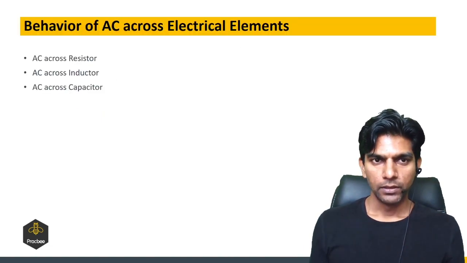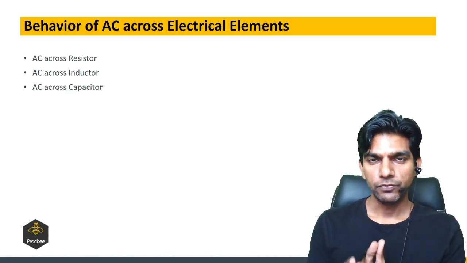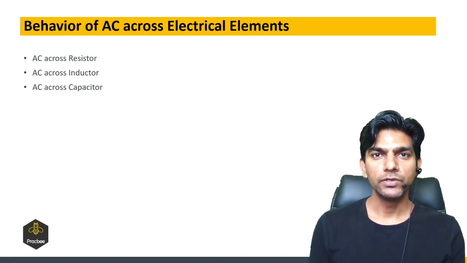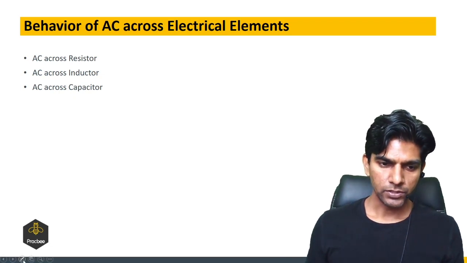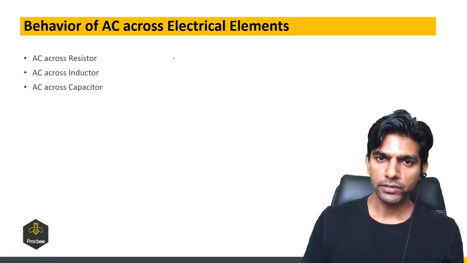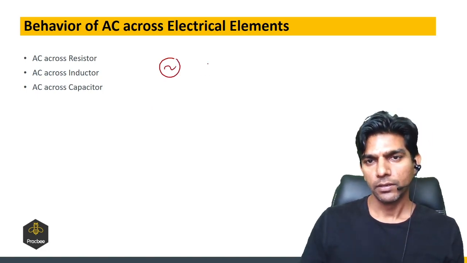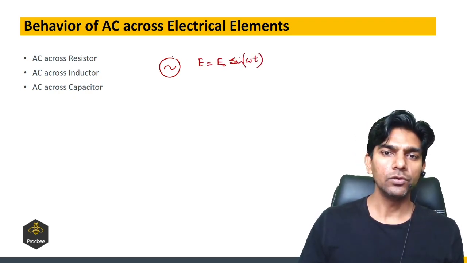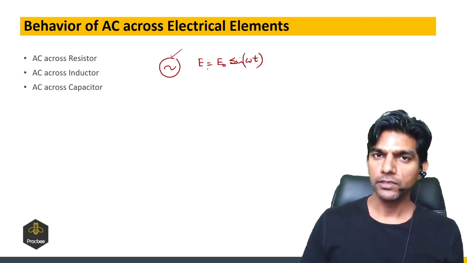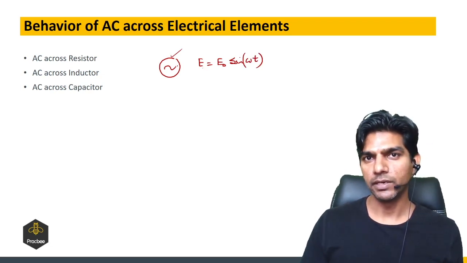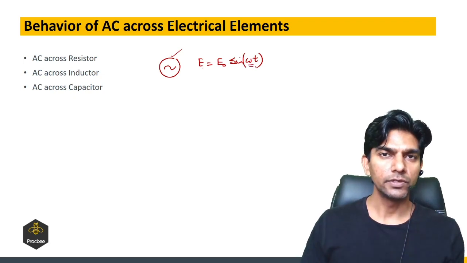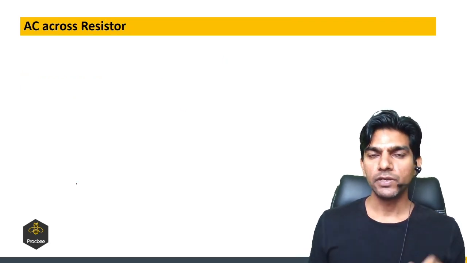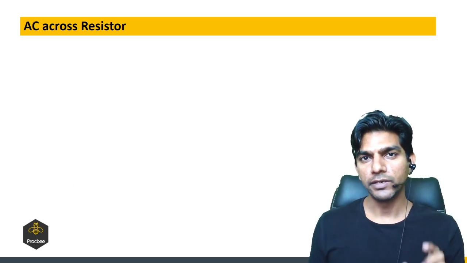Okay. Now let us see the behavior of different electrical components when they are connected to an alternating source. First of all, let us see what an alternating source is. We can represent an alternating source with this symbol, and we can say E equals E naught sine omega t, where E naught is the peak value of this source and E is the instantaneous value of the voltage provided by this source. And omega is the angular frequency of oscillation. Now let's see what happens if we connect a resistor to an alternating source.